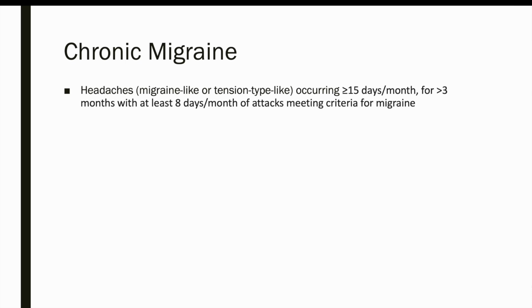And so if you have migraines or headaches that meet criteria for migraine, but they don't occur for as much as 8 days out of the month, and in total you have a lot less than 15 days out of the month with headache, then you'd be classified as having more of an episodic migraine rather than a chronic migraine.